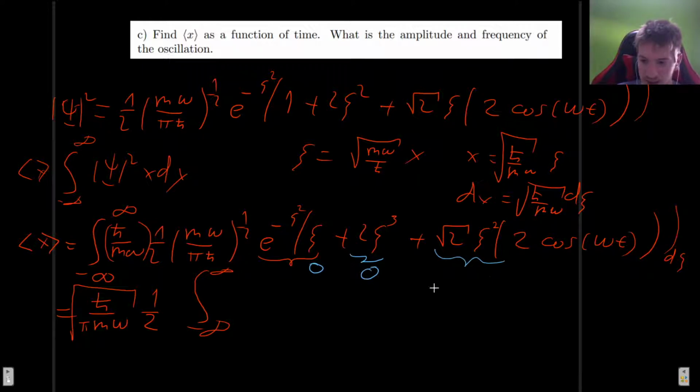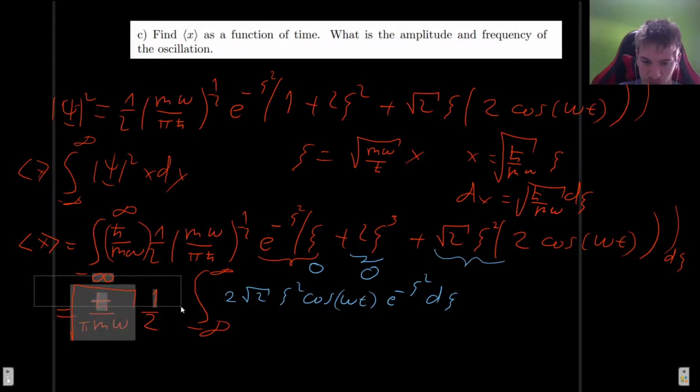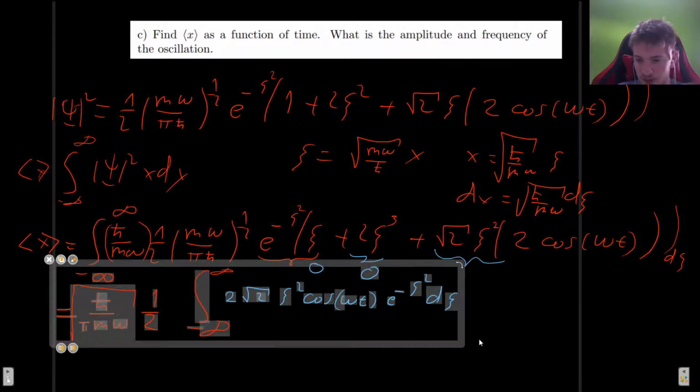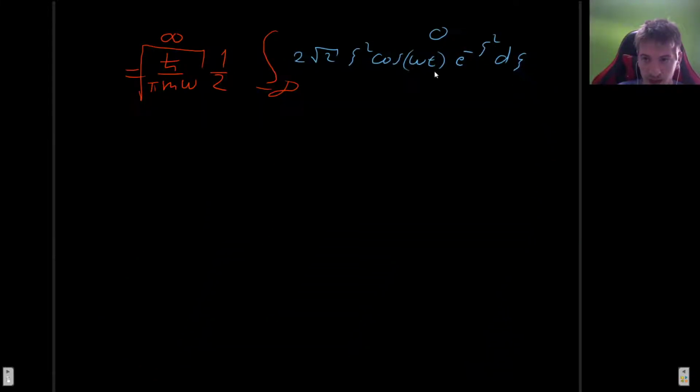So let us now write it down here. So we get 2 square root of 2 psi squared cosine of omega t e to the minus psi squared d psi. Okay, so this is the integral that we now have to solve. So there's this 0 and this infinity. So this is to infinity.